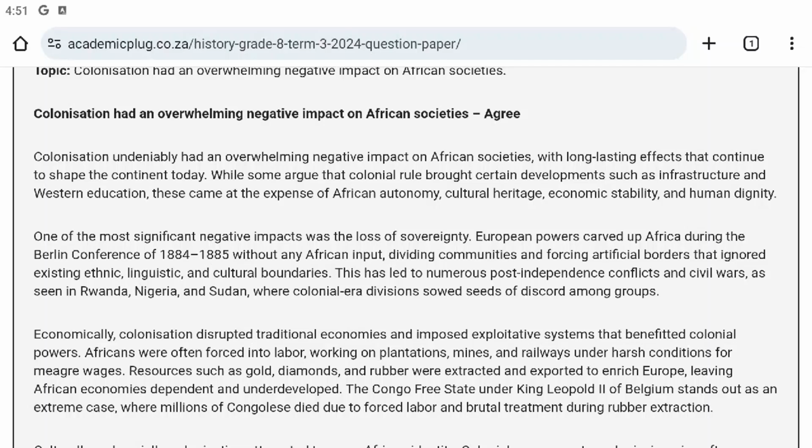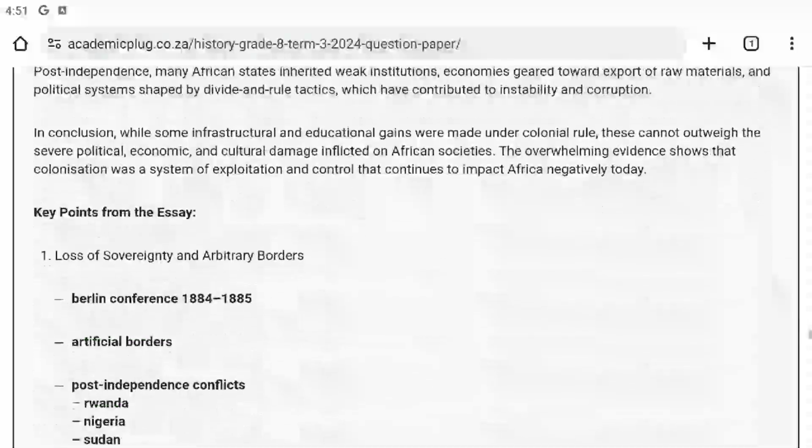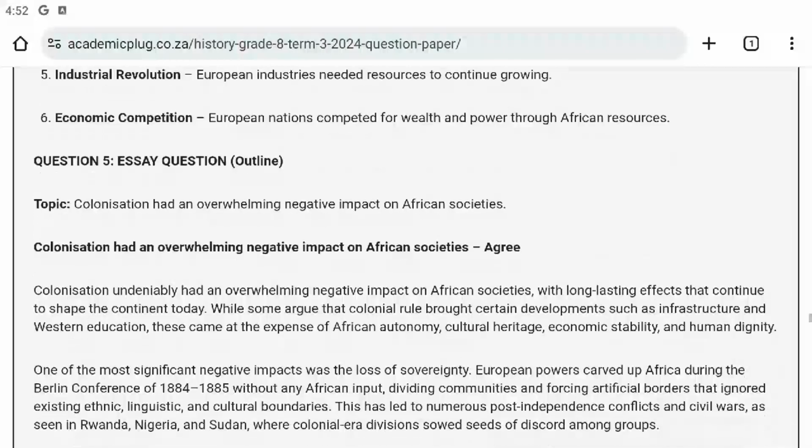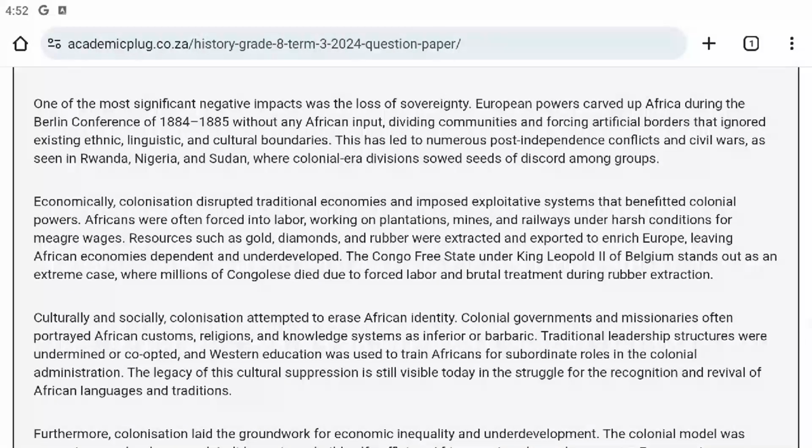Now let's get to the body of the essay, right? Which is not the first sentence, but the second sentence. That's where the body starts, right? Because the conclusion is right there at the bottom, and above it is the body, right? So let's read the body. One of the most significant negative impacts was the loss of sovereignty. European powers carved up Africa during the Berlin Conference of 1884 to 1885 without any African input.